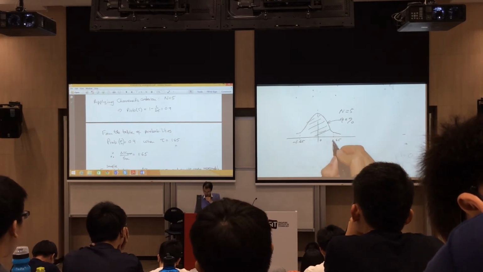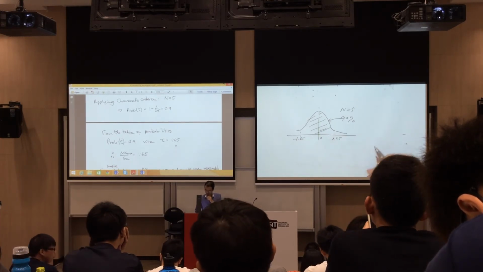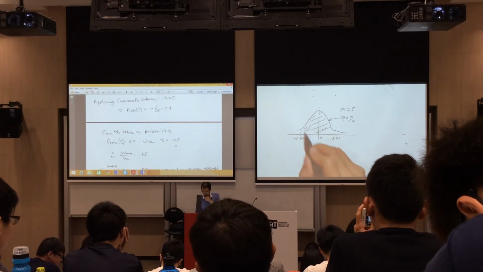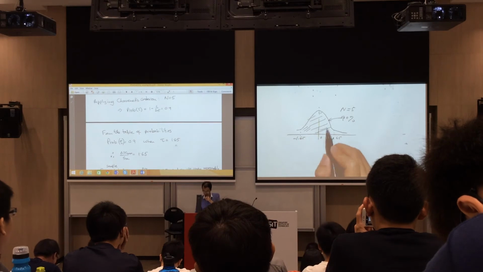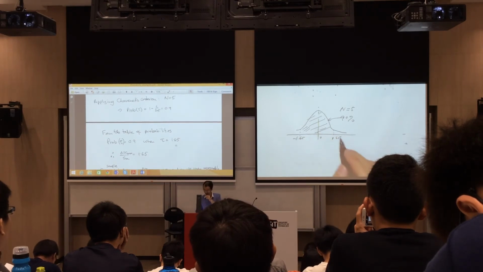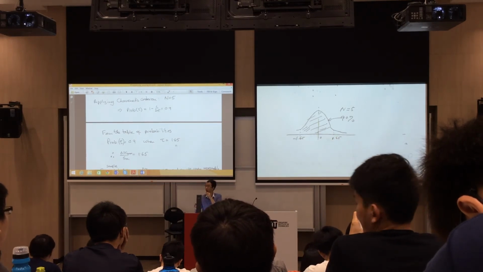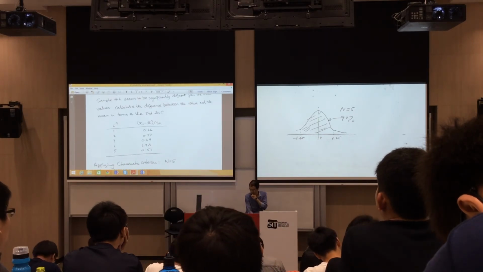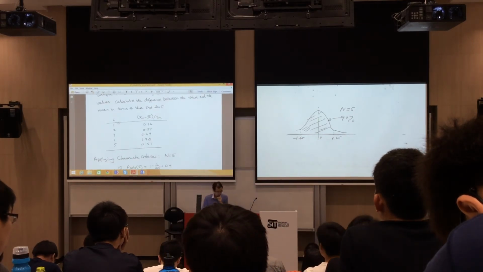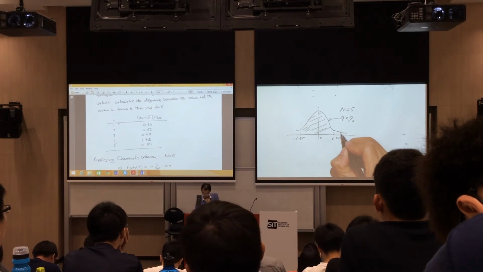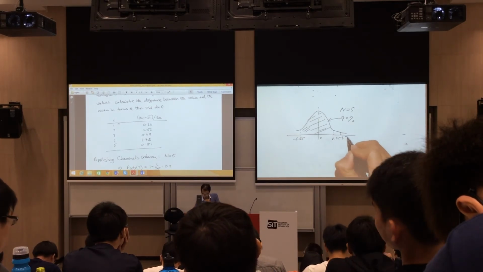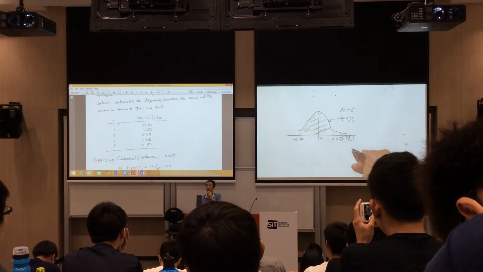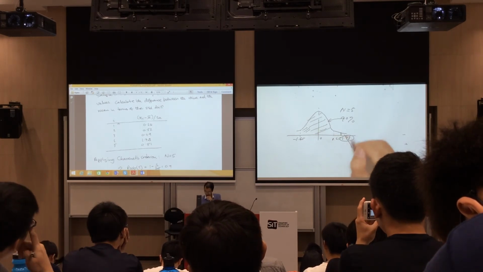Okay? So that means any data within this range, we need to retain. Outside this range, we need to reject. So just now the data we are looking at, which is at 1.78, will be here. So this data is now outside the range, so we need to reject this data.